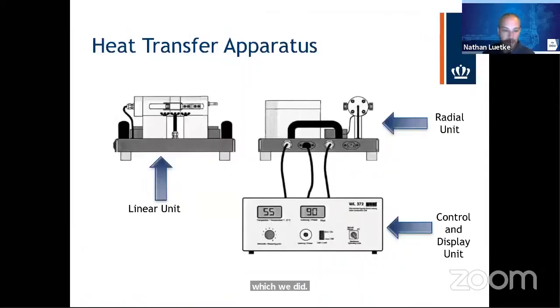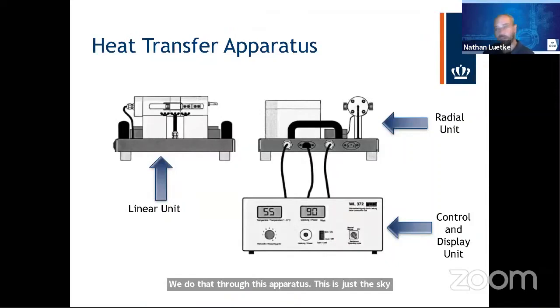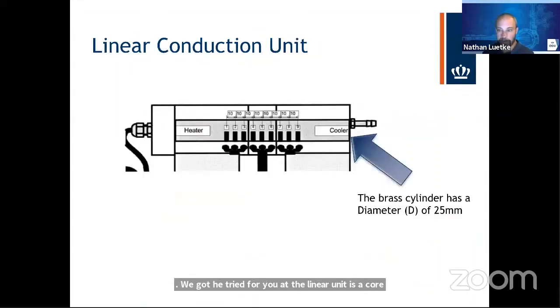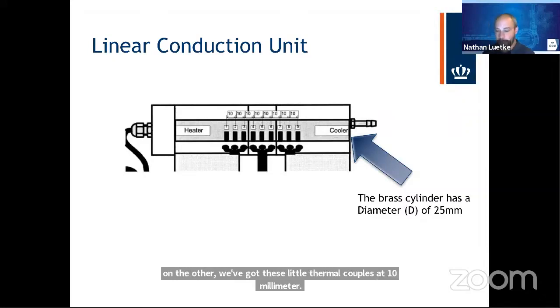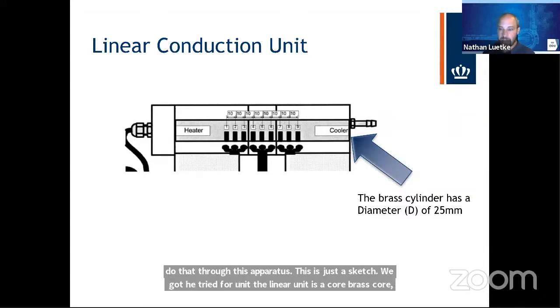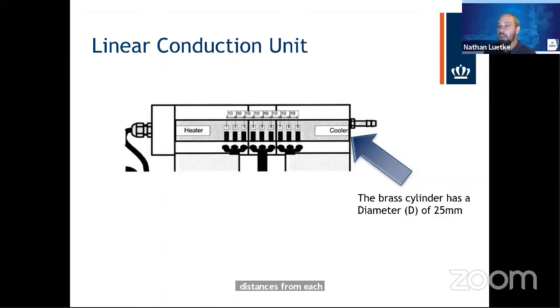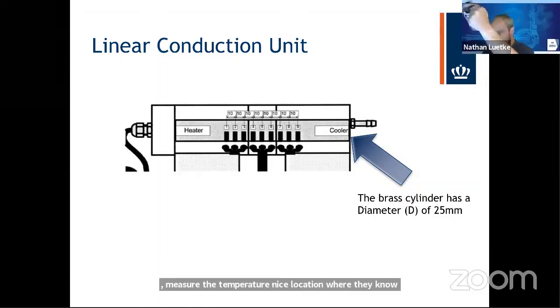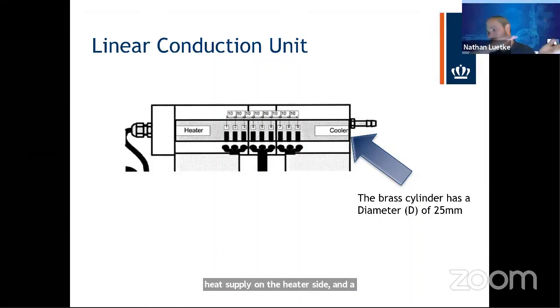This is just a sketch. We've got a heat transfer unit. The linear unit is a brass core with a heater on one side and cooling on the other. We've got these little thermocouples at 10 millimeter distances from each other, and we can measure the temperature at each location with a known heat supply on the heater side and cool water on this side. You have a temperature difference, so heat transfer flows through there.